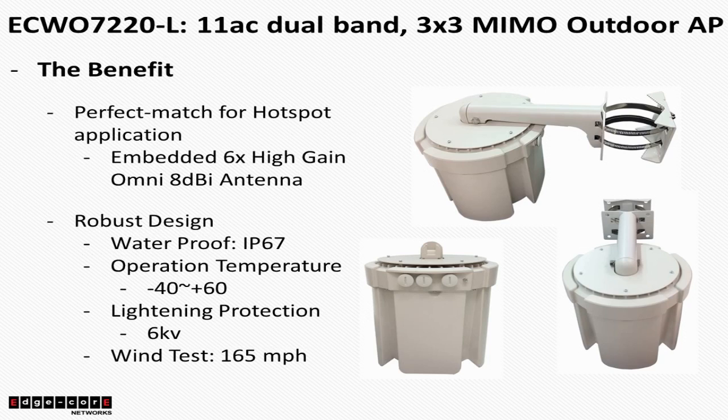For the outdoor access point, ECWO 7220-L, we support 6 array 8 dBi antenna inside, and it is very suitable for hotspot applications, and we hide the whole antenna inside. And it is a very robust design and supports IP67 and provides lightning protection of 6 kV, and also we passed the wind test of 165 miles per hour.